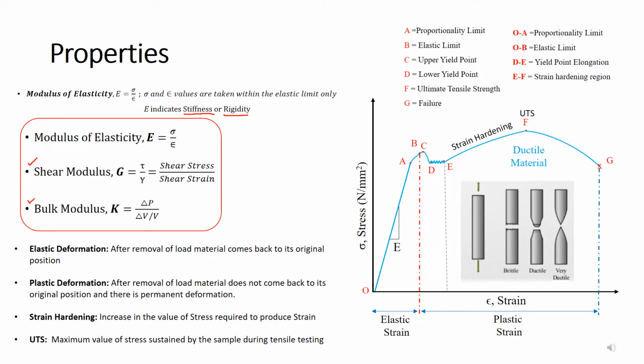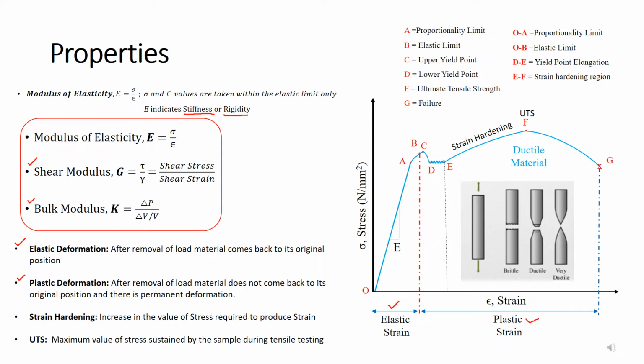So we have elastic deformation. Elastic deformation means when you remove the external applied load, then the material comes back to its original state. This is known as elastic deformation, which in the stress and strain curve is shown by the elastic strain. The plastic deformation is the permanent deformation, meaning when you remove the load, the material does not come to its original state, and there is permanent strain in the material, which is shown in the stress and strain curve by the plastic strain.